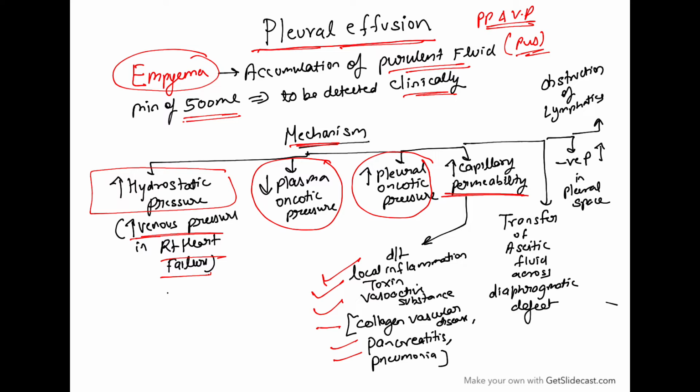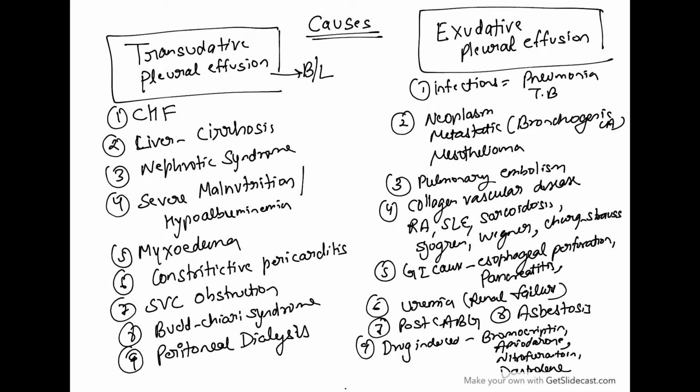Then there could be transfer of ascitic fluid across the diaphragmatic defects. Then there could be increased negative pressure in the pleural space, or obstruction of lymphatics. So these are the mechanisms of accumulation of fluid in the pleural space. Now coming to the causes of pleural effusion. The causes could be either transudative or exudative pleural effusion.